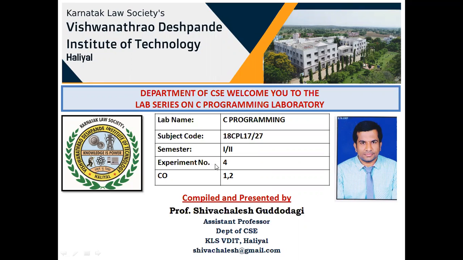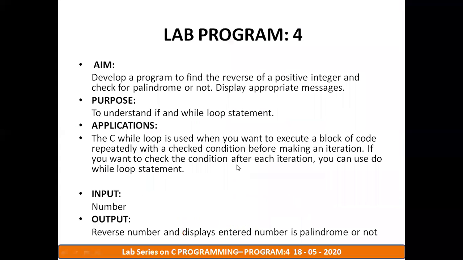So today we are discussing experiment number 4. The aim of the experiment is to develop a program to find the reverse of a positive integer and check whether it is a palindrome or not. We also need to display the appropriate messages. The purpose of this experiment is to understand the if statement and the while loop.